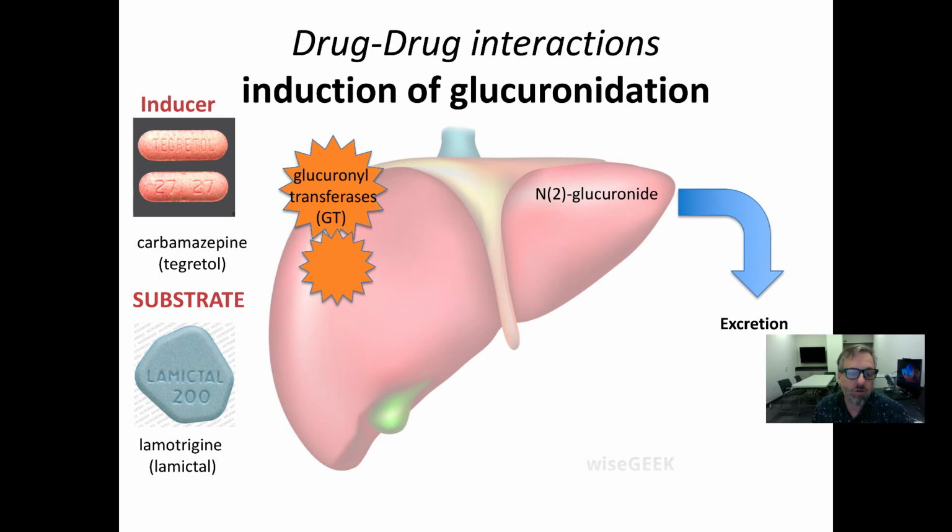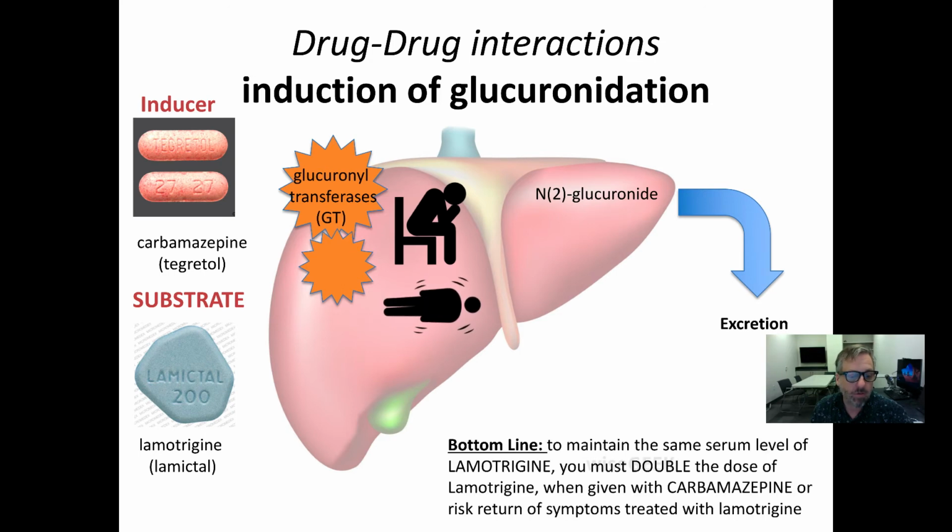carbamazepine is an inducer of the glucuronosyl transferases. So now you've got that machinery going at a much faster rate, which means if that person was taking lamotrigine for their mood, we might see a relapse into depression. If they were taking that lamotrigine for seizures, we might see them at higher risk for having seizures again. So the clinical bottom line here is that in order to keep the lamotrigine dose, or the level, I should say, the serum level, the same, you have to double the dose of the lamotrigine when you start carbamazepine. Otherwise, you run the risk of having the symptoms that you were treating with lamotrigine return for the patient. You might need to go back and run that through one more time.